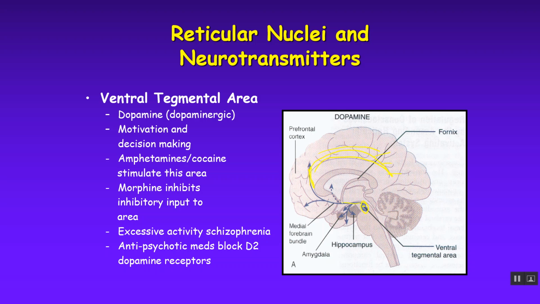Then there's another branch that goes down lower through what's called the medial forebrain bundle. Don't have to know that. And then some of them project to the hippocampus, to the amygdala, and also the nucleus accumbens. Okay, those are really important for reward center stimulation, and also your memory associated with that reward stimulus.